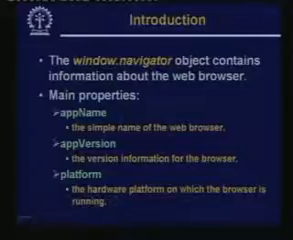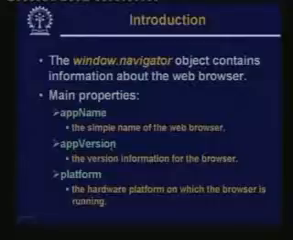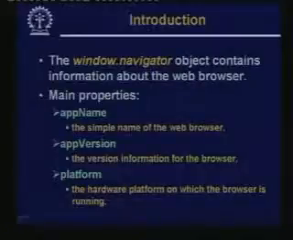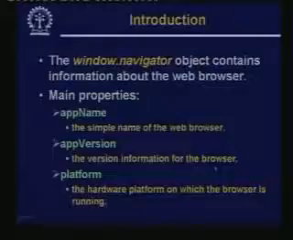There are three main properties you use here. Two of them you have already seen in the previous example. App name, this specifies the name of the web browser, Netscape or Internet Explorer, this kind of names you will get here. App version, here you will get the version number from the browser. We had seen in that example that in addition to the simple version number, you get a lot of other information like your hardware platform, etc.